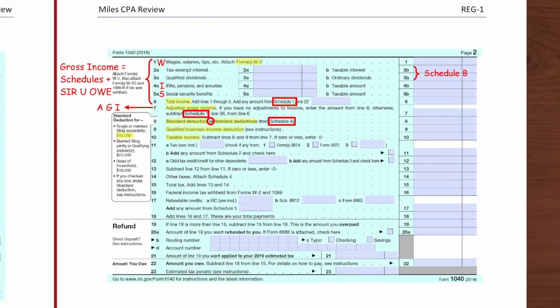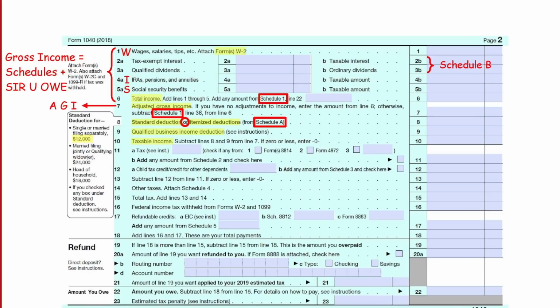On page 5, we have taxes on line 11A. And then on line 11B, we have AMT, which is alternative minimum tax. And we'll find that on Schedule 2.